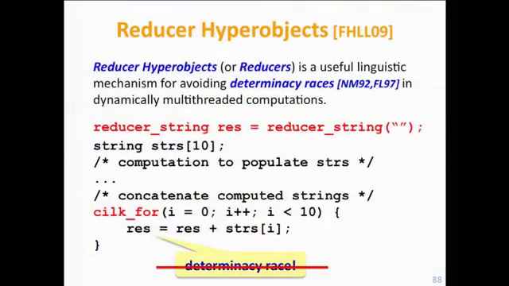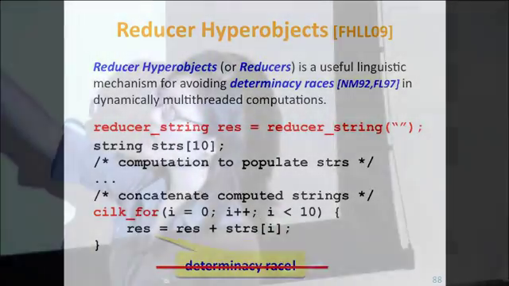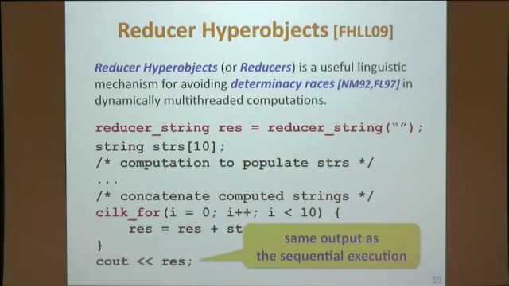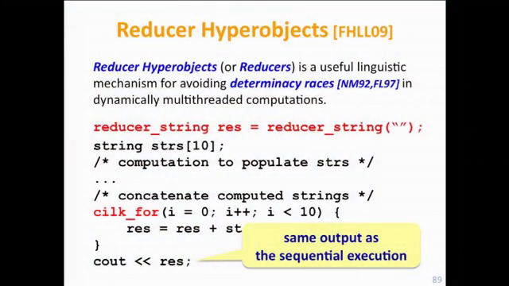You no longer have this guarantee of the concatenation being from index 0 to n. Okay, and so reducer is basically a linguistic mechanism to avoid exactly that. To use reducer, you basically declare res, the final output string, as a reducer instead of just a regular string, and now you no longer have a determinacy race. And furthermore, the output of the reducer is deterministic. It's the same output as the sequential execution, provided that the operator that you use is associative.